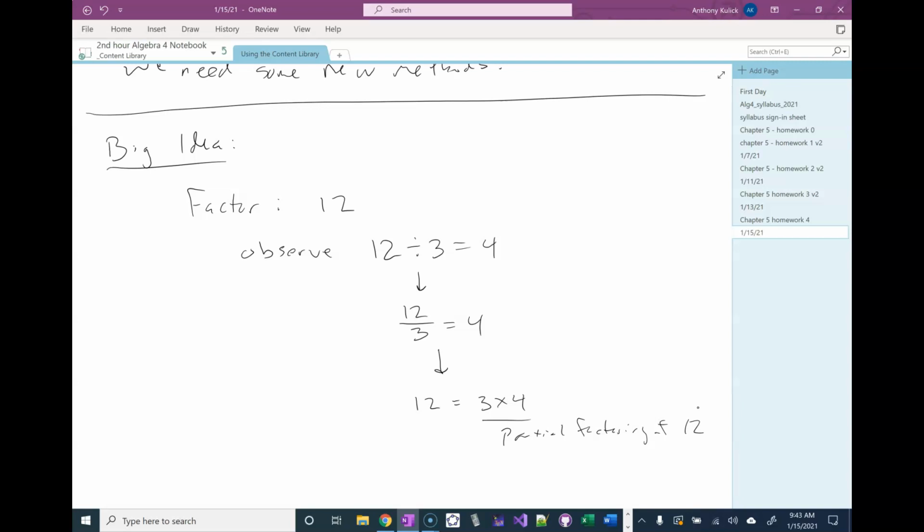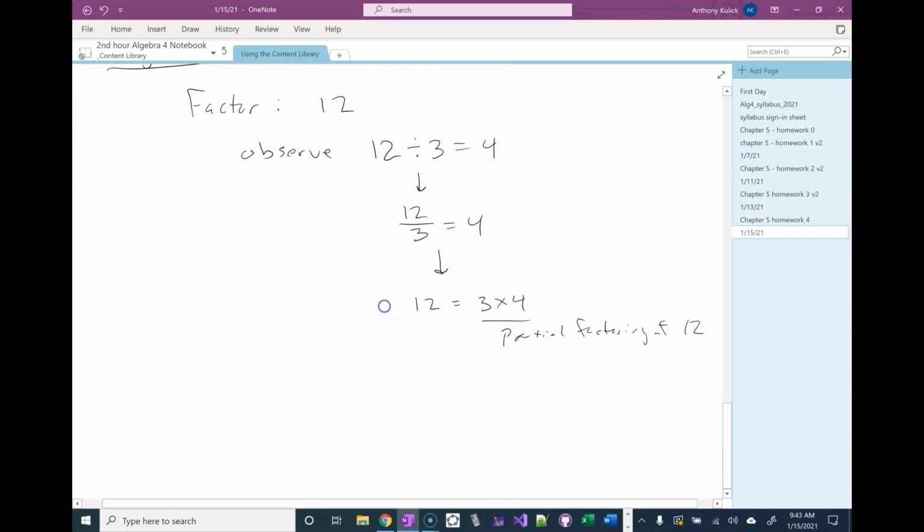You might be able to break down some of those numbers a little bit more, but that initial one worked. So far, so good? Okay.